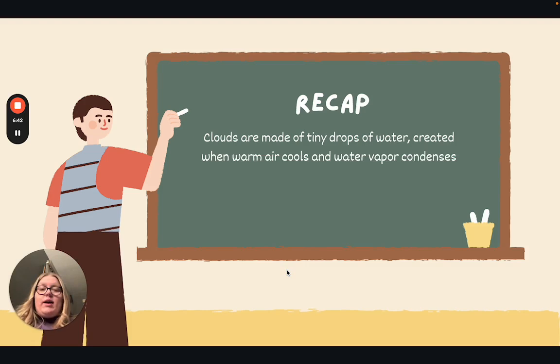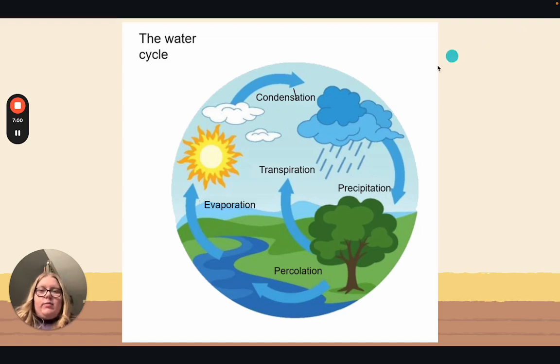So, just to summarize and recap, clouds are made of tiny drops of water created when warm air cools and warm vapor condenses. So, what we're going to do today for our assignment is I would like you to create a diagram that looks similar to this. You can pick a different water source, different vegetation, like different grass or trees or bushes or flowers. And I would like you to pick whichever type of precipitation you want to show. So you could have snow or hail or sleet.